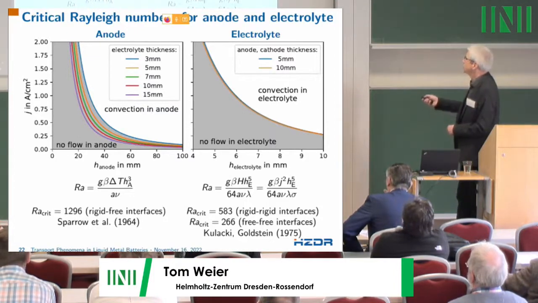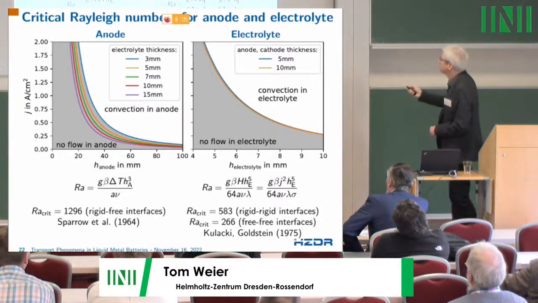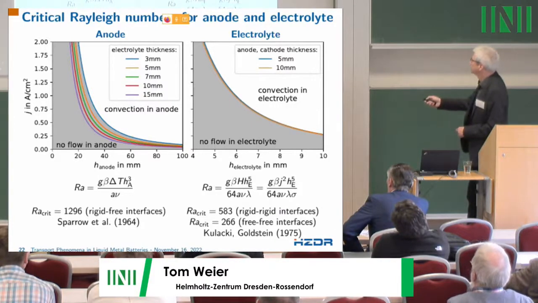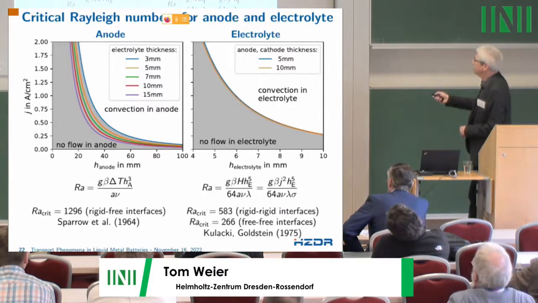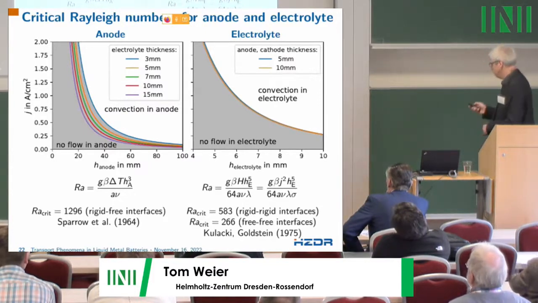The same is true for the electrolyte. If the electrolyte is relatively thin, like 5 millimeters, surprisingly, you wouldn't expect much of a flow. But for a thicker electrolyte of 10 millimeters, the critical Rayleigh number would be exceeded at about 0.5 amps per square centimeter.